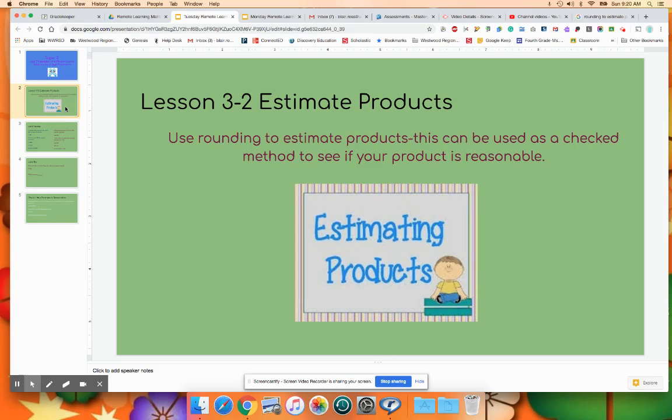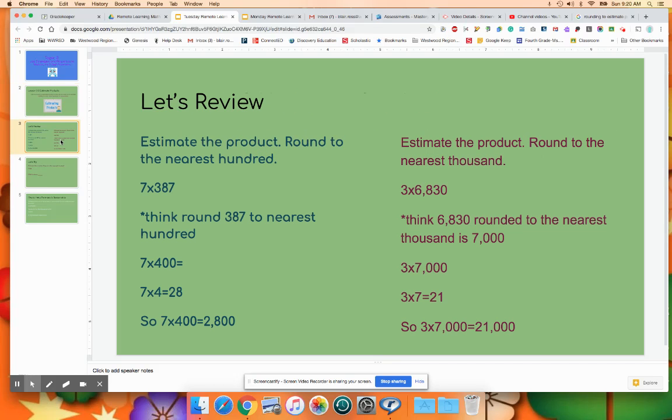So we often use rounding to estimate products. This can be used as a check method to see if your product is reasonable. All right, so we're going to build on that review we did of rounding rules and what we did yesterday of multiplying by multiples of 10, hundreds, and thousands. So let's look at a couple of examples.